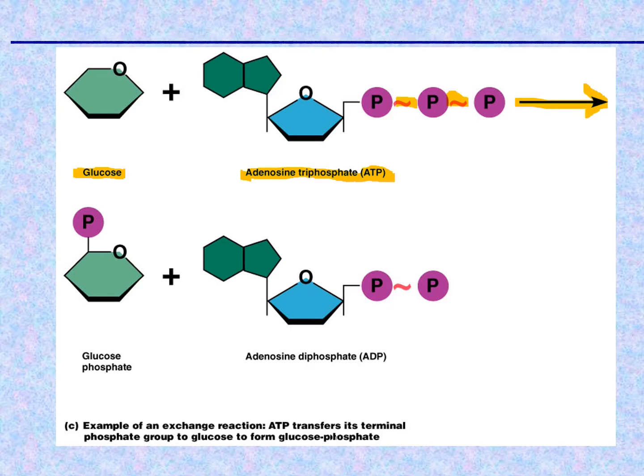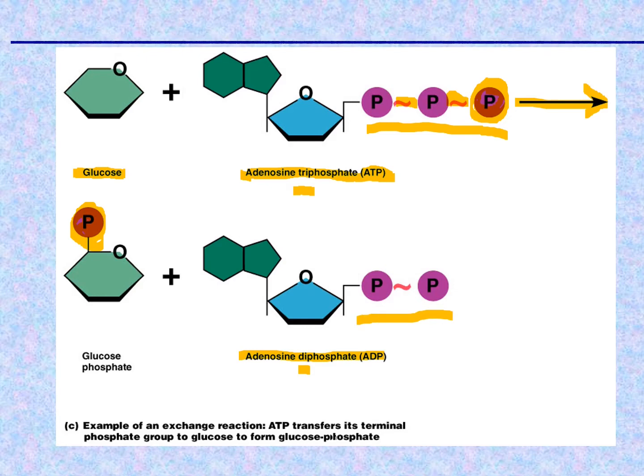So you have an exchange of one of the phosphates, this terminal phosphate, it's transferred over to the glucose to form a molecule called glucose phosphate and adenosine diphosphate. That's kind of a nice naming. Sometimes they're named clearly. So here, tri referring to the 3 phosphates, triphosphate, and here di referring to the fact that it has 2.